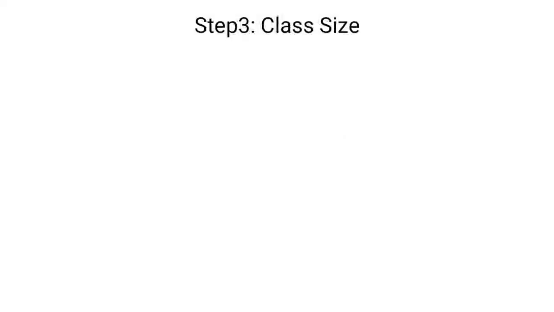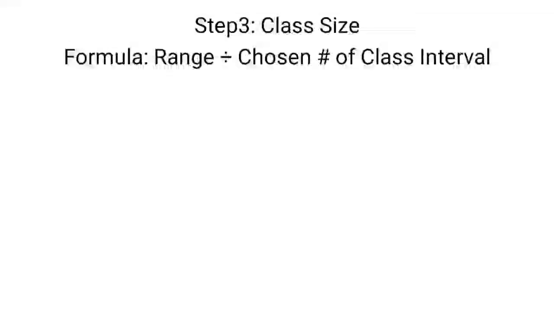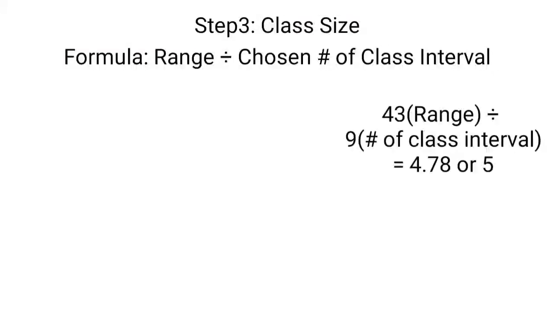In this step, you will now see the reason why we chose 9 groups in a class interval, because we will now determine the class size or the length of class intervals. To get this, simply divide the range by the chosen number of class intervals. 43 as the range divided by 9 classes is equal to 4.78. Round it off and it will give you 5. Again, the purpose of class size is to group the data with equal lengths in the class intervals.